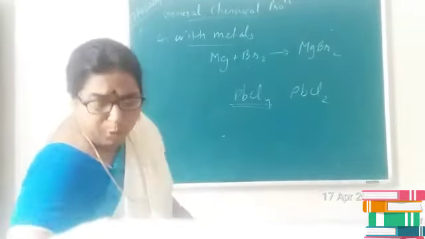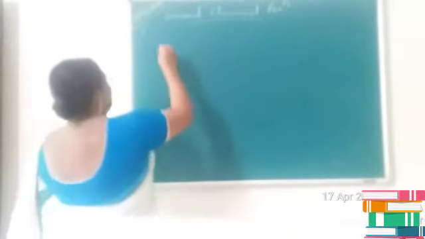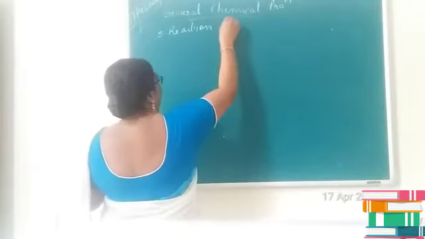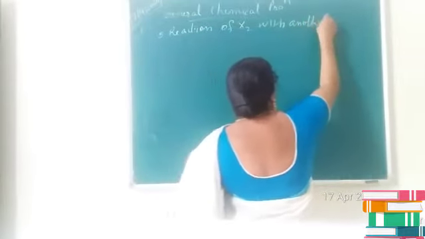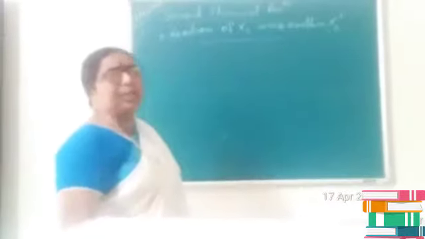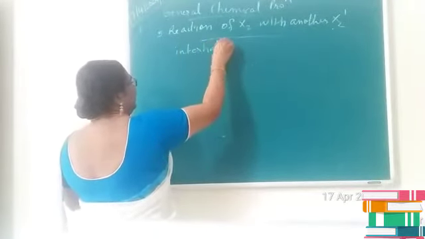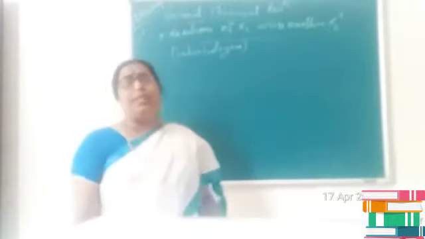Now the fifth is a very important reaction property. We can say that halogens have a tendency to react with another halogen. That is, we are going to study the reaction of a halogen with another halogen. When two halogens react with each other, it results in the formation of a group of compounds called interhalogen compounds. Is it clear, children? When two halogens react with each other, it results in the formation of a group of compounds called interhalogen compounds.